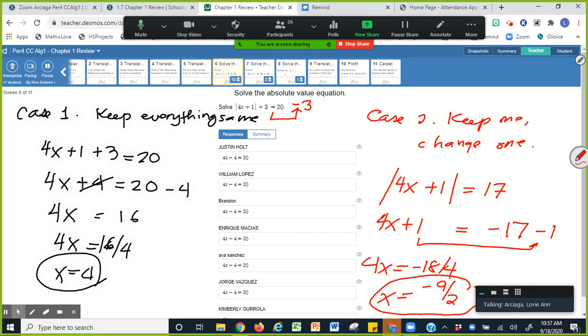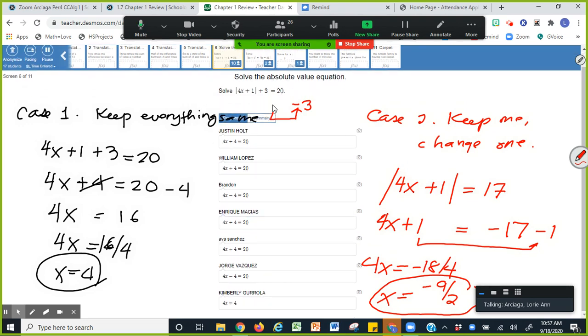Yeah, so that's your first equation, right? And now can you write down the other equation, and then you solve later? The other equation was when you change one side to negative. So it was 20 minus 3, which is 17, but you have to change it and turn it into a negative. Okay.